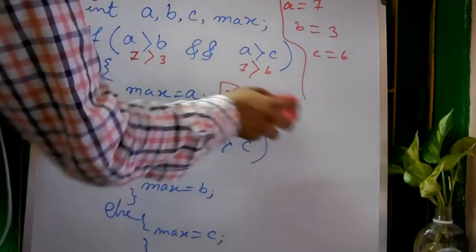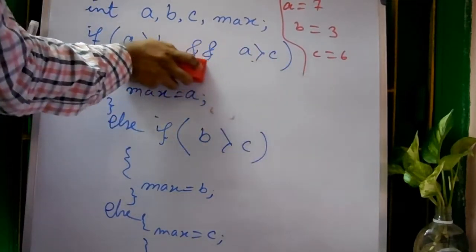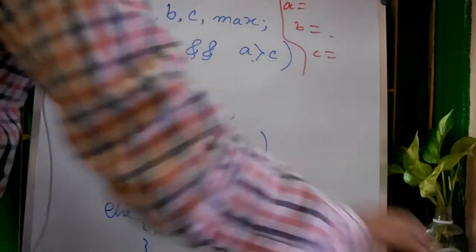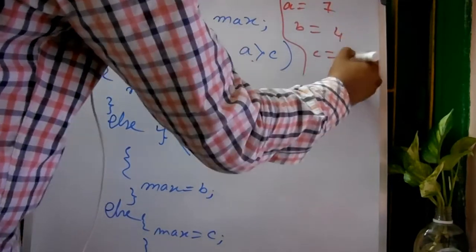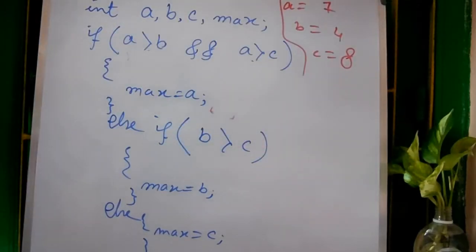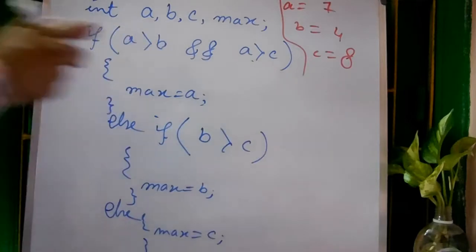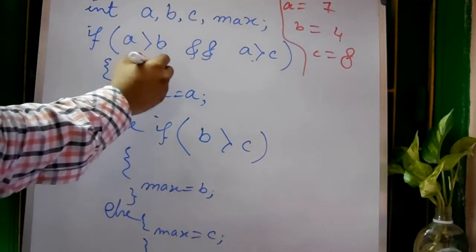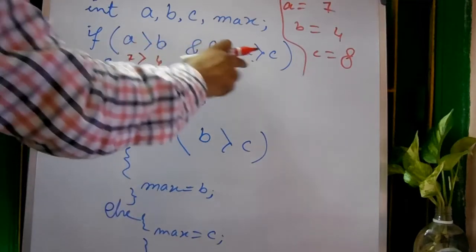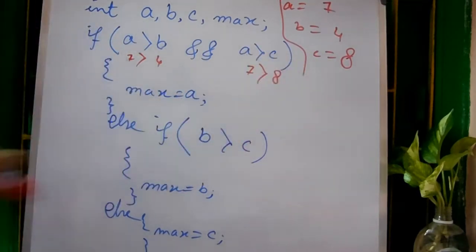But if A is 7, B is 4, C is 8. So on that time what is happening? See, in this time A greater than B, so 7 greater than 4. Now A greater than C, that is 7 greater than 8.